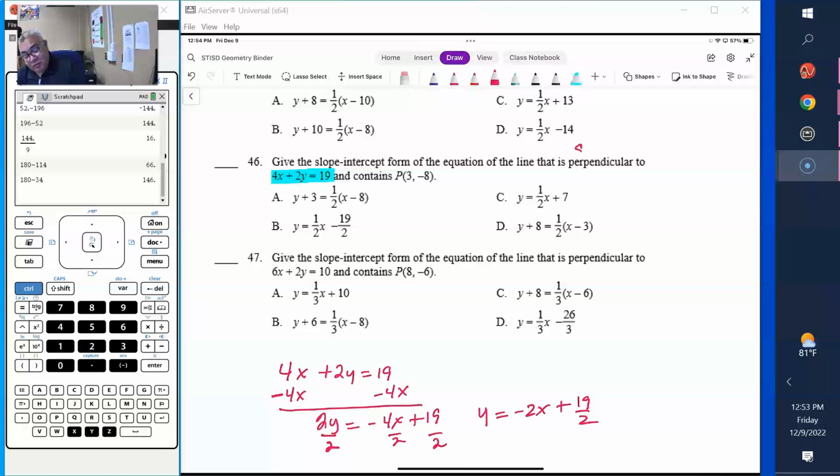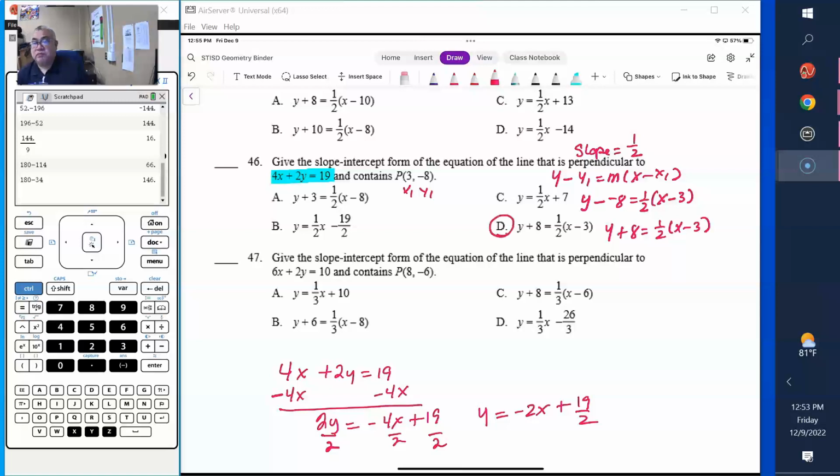So the perpendicular slope is going to be positive, and then the reciprocal of 2 is 1/2. This is x1, y1. So you have y minus y1 equals m times x minus x1. So you have y minus y1, so it's negative 8, equals m, which is 1/2, times x minus 3. So you have y plus 8 equals 1/2 x minus 3. So your answer is D.